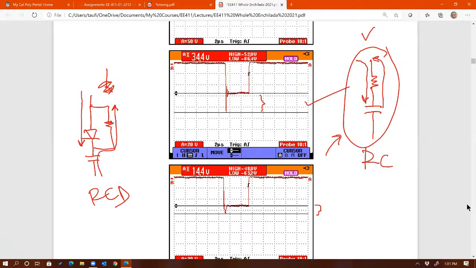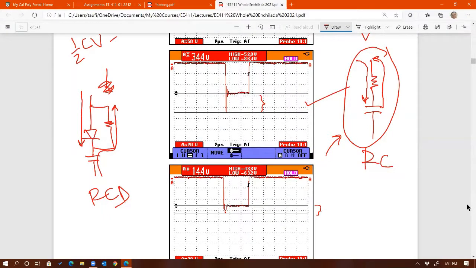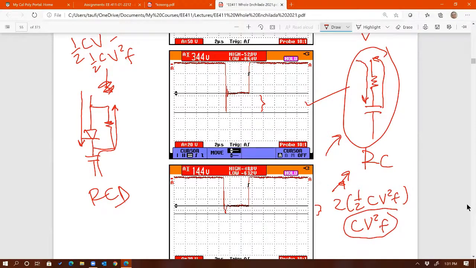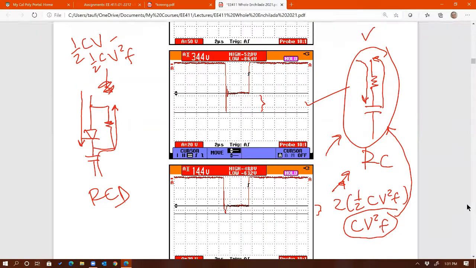So guess what the loss is? If the loss in the RCD snubber is 1/2 CV²F, sorry guys, 1/2 CV²F, what is the loss here on the RC snubber? Must be twice, right? So 2 times 1/2 CV²F, so that's going to be CV²F. That's the loss for this snubber. That's another section that I need to add for this book.